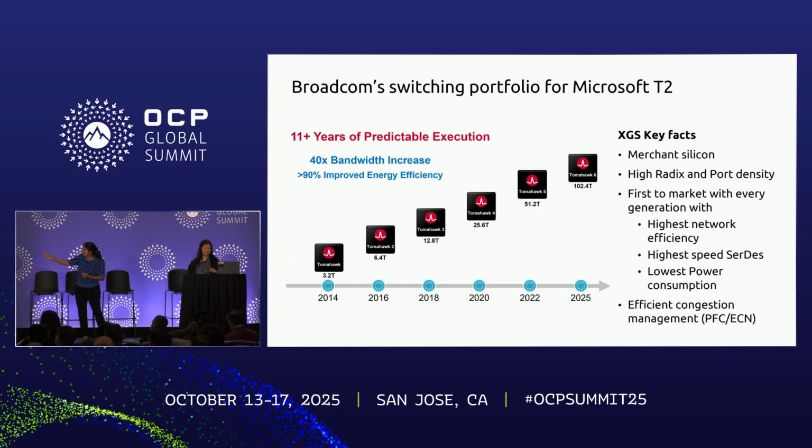And the graph shows very consistent execution across the board, and every 18 to 24 months, new silicon gets released. And of course, with the growing needs and capacity, it's very important to have efficient congestion management built in. We have PFC and ECN all built into the hardware to take care of the growing needs.